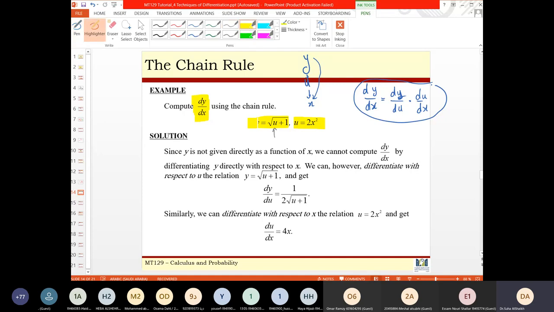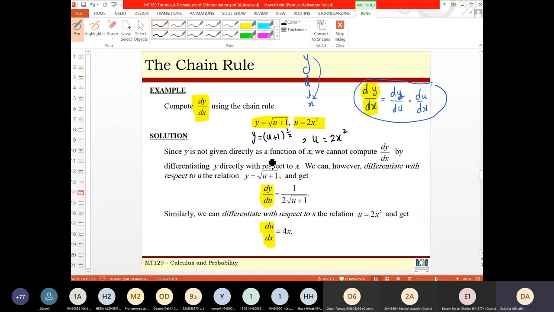So we find dy by du لأن أساساً y is a function في الu and we find du by dx لأن الu is a function في الx. We multiply both of them. This will give us dy by dx. Now this is the y, we can write it as u plus 1 to power half. And the u as it is a 2x squared.